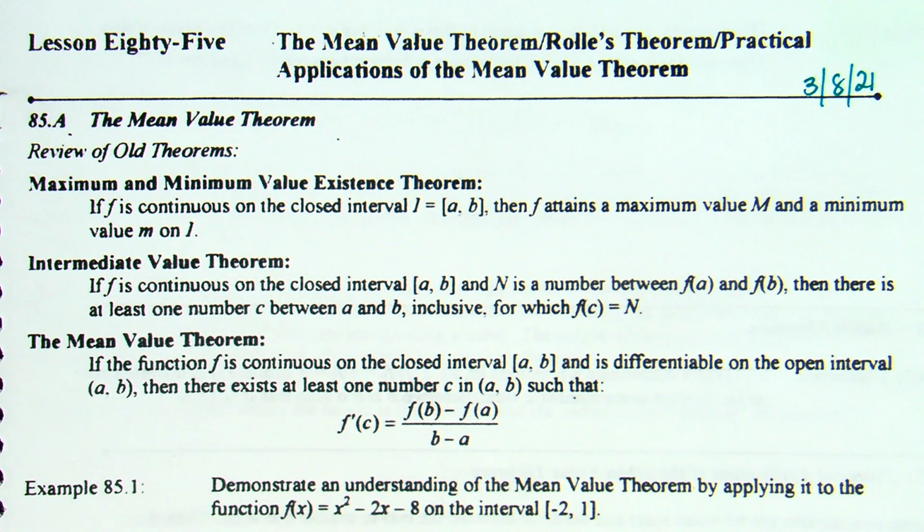That's what that is. Okay, intermediate value theorem. If f is continuous on the closed interval, and N is a number between f of a and f of b, then there's at least one number c between a and b inclusive, for which f of c equals N. You guys remember what that one kind of looks like?